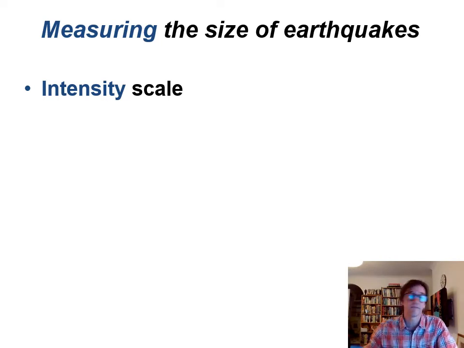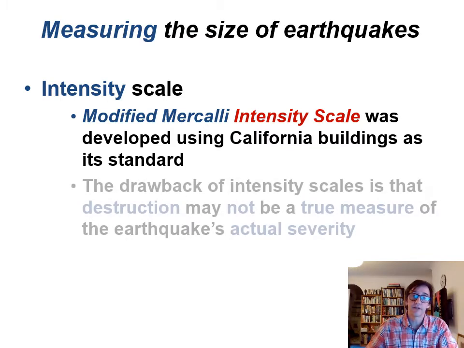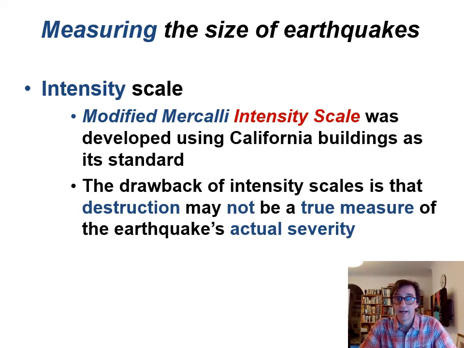So the intensity scale, first of all, its full name is the Modified Mercalli Intensity Scale. It was developed in the US using California buildings as its standard. The drawback of intensity scales is that the destruction may not be a true measure of the earthquake's actual severity. For example, it's based on California buildings. California buildings are quite robust, high building codes. So you need a very large earthquake to cause major damage.